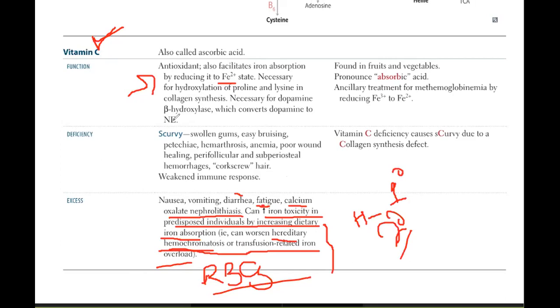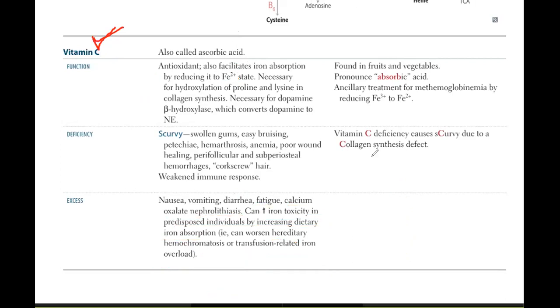Okay, because in both of these conditions you are in iron overload. There is more and more iron in your blood, and that causes these problems. And if you take more vitamin C, it will also increase this Fe2+ more. So it is leading that patient to vulnerability. Okay, so remember these points.